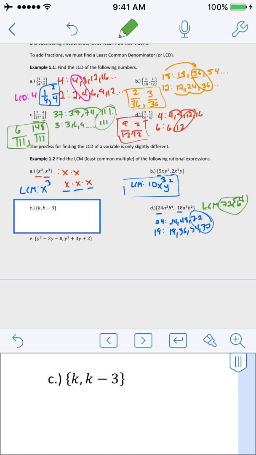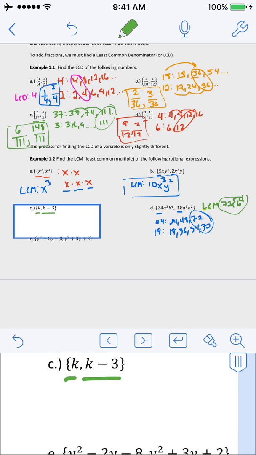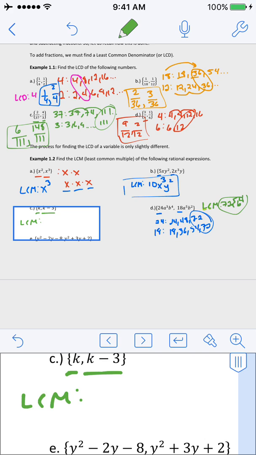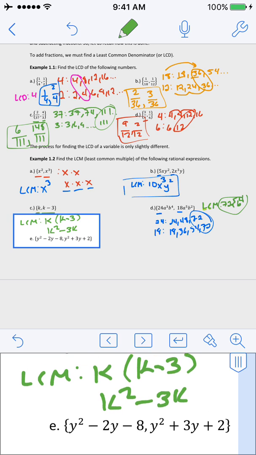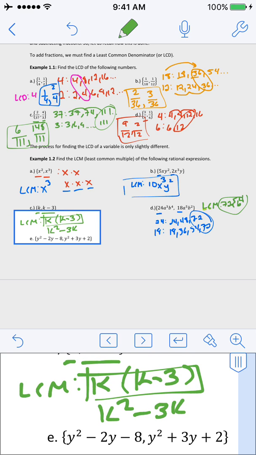So here, the least multiple I have in common between them would be their actual multiplication. The LCM is going to need both parts. It's going to need a k times a k minus 3. So it needs both parts. You're welcome to multiply it out. Say it's k squared minus 3k. For our chapter's purposes, though, you actually do want to leave it like this. So this would be the best answer.